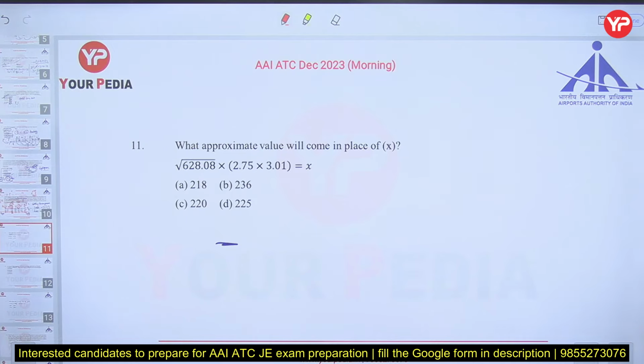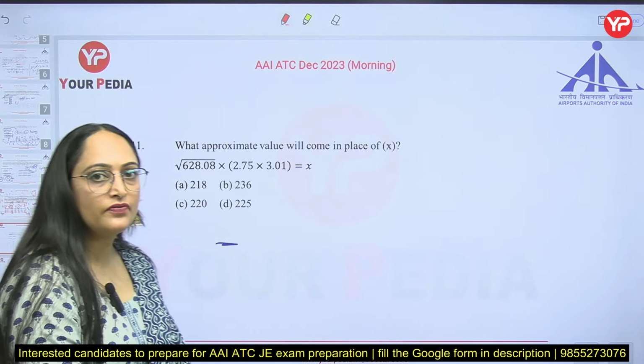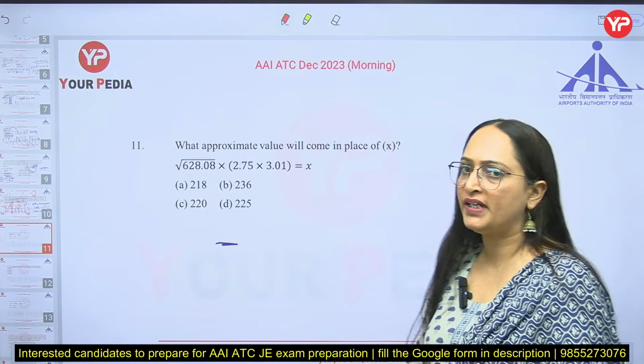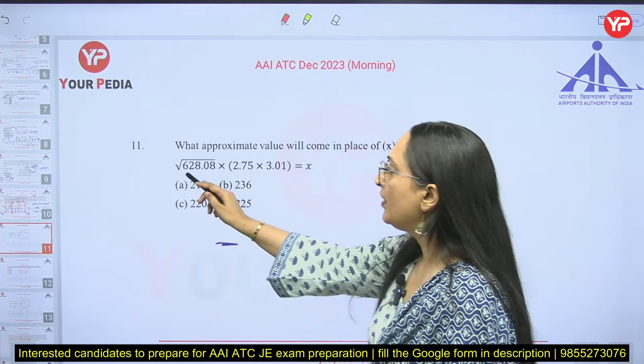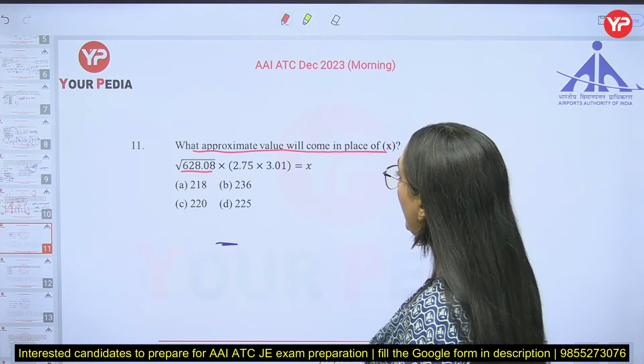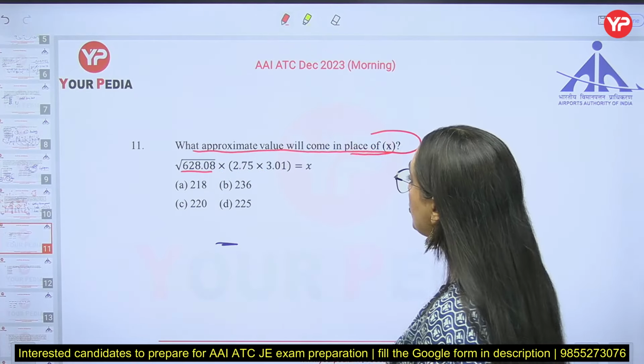Now, question number 11. This question is from approximation. We use our basic mathematical skills here. So, it is also saying, what approximate value will come in the place of x?